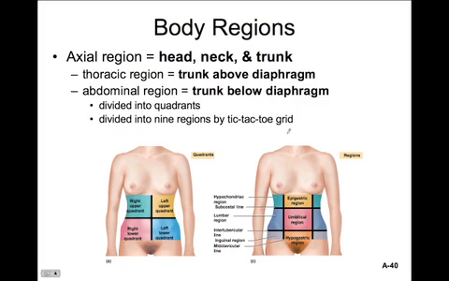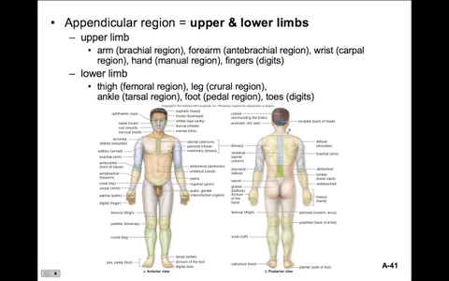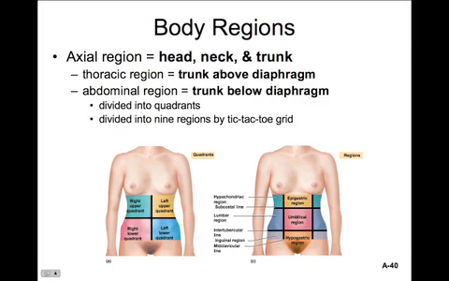Now let's look at some body regions. The body's divided into two basic regions, the axial region and the appendicular region. The axial region includes the head, neck, and trunk. It's divided further into thoracic and abdominal. So the thoracic region is the trunk above the diaphragm, whereas the abdominal region is the trunk below the diaphragm.